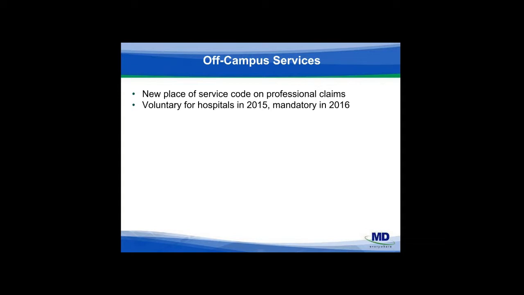Now, data collection is going to be voluntary for hospitals in 2015. That's going to be mandatory in 2016. And the new place of service code will be required for all professional claims being performed in an off-campus provider-based office starting in 2016. So the new codes will be available at the earliest in 2016 and can't be used before then.